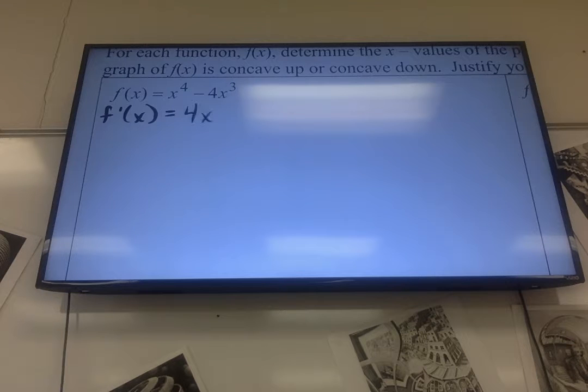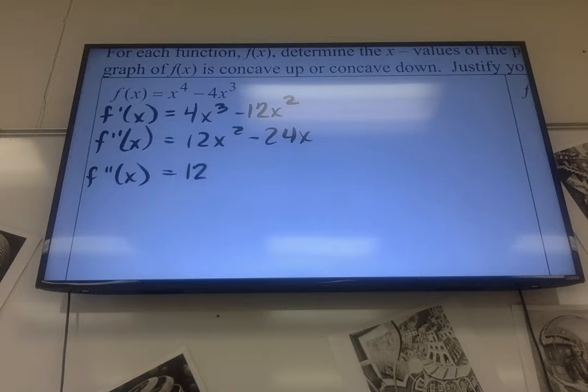4x cubed minus 12x squared. 12x squared minus 24x. Yes. At least they're easy. Can we divide by 12? Can we get it out? Yes, divide by 12. Either way, it doesn't matter. Don't do negative 12.